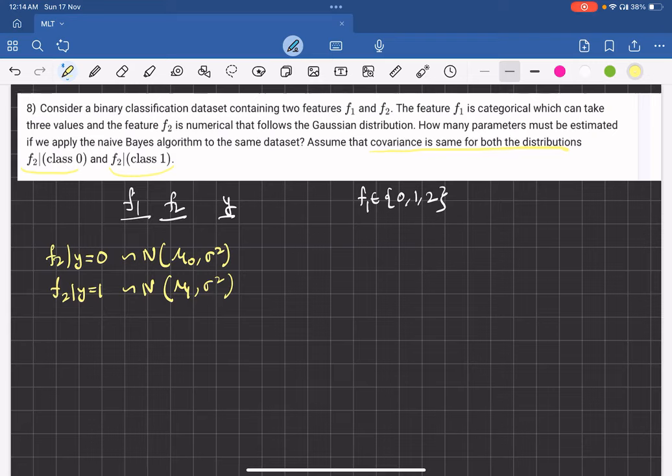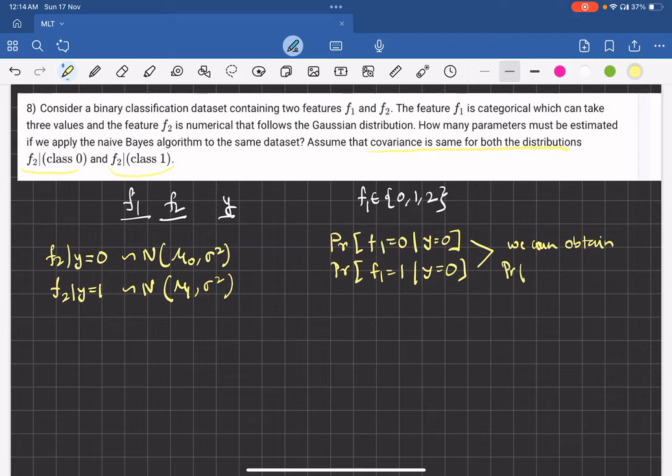What about feature 1? For feature 1 we have to find the probabilities, right? We have to estimate the probability that f1 is equal to 0 given y is equal to 0, and the probability f1 is equal to 1 given y is equal to 0. If we get these two probabilities, we can obtain the third probability, f1 is equal to 2 given y is equal to 0. So this is not to be estimated. We only have to estimate these two probabilities, right?